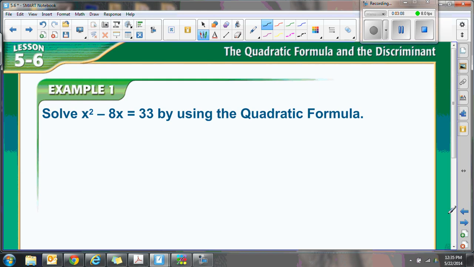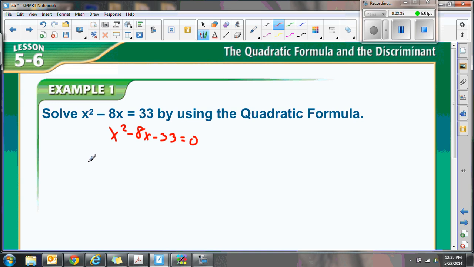All right, so let's dive right in. Let's solve x squared minus 8x equals 33 by using the quadratic formula. The first thing we're going to do is put everything on one side. So we're going to say x squared minus 8x minus 33 equals 0. Once I have this equal to 0, I can now see what my a, b, and c are. And it's simply a matter of taking that formula and plugging it in.